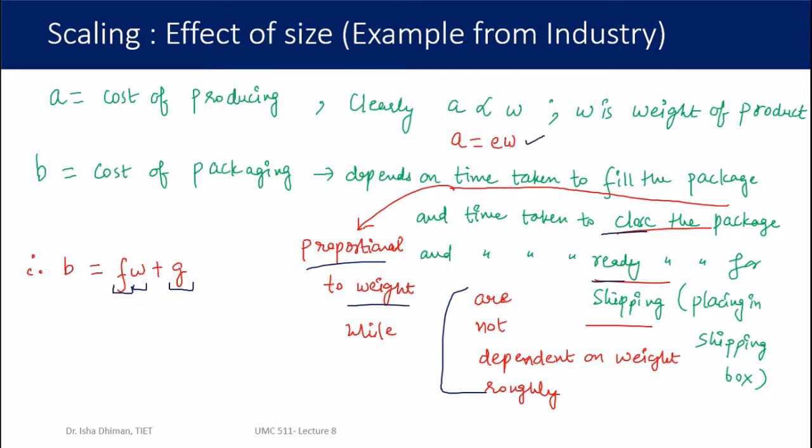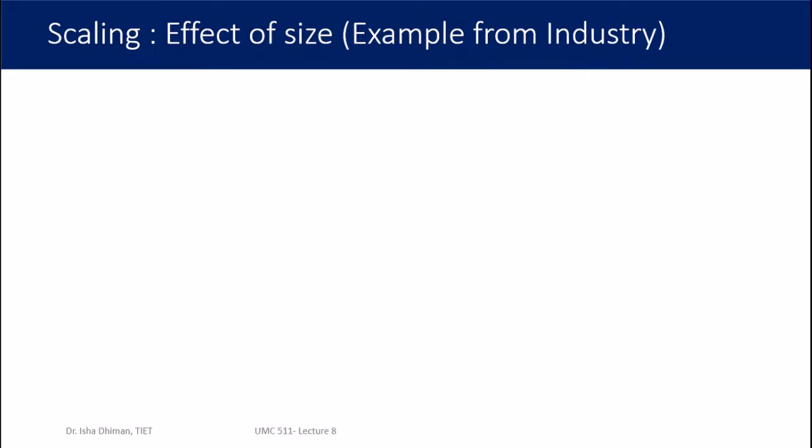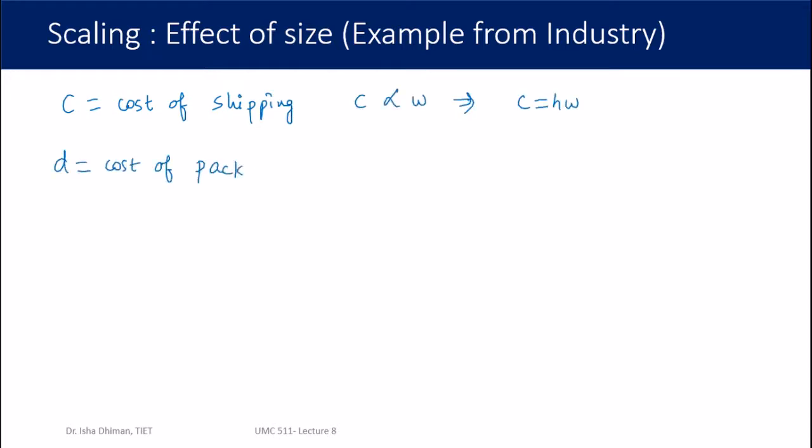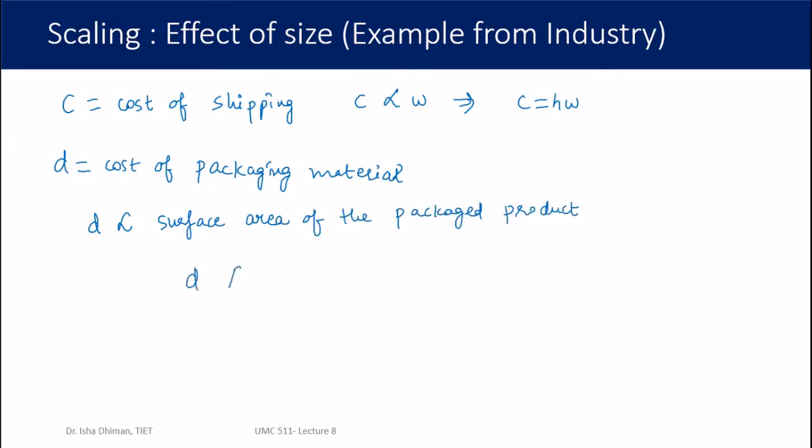So we have obtained an expression for A and B. So let's do the same for C and D. C is the cost of shipping. That clearly depends upon weight because bigger packing needs more space. D is the cost of packaging material. So D is proportional to the surface area of the packaged product.